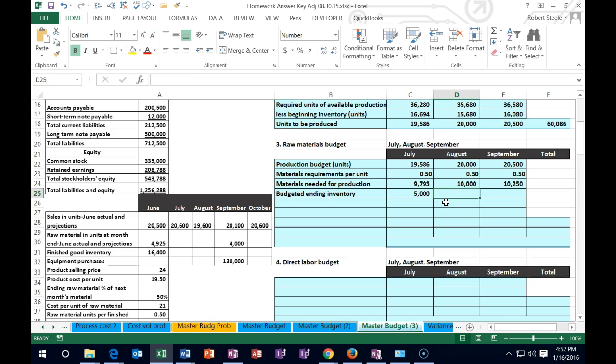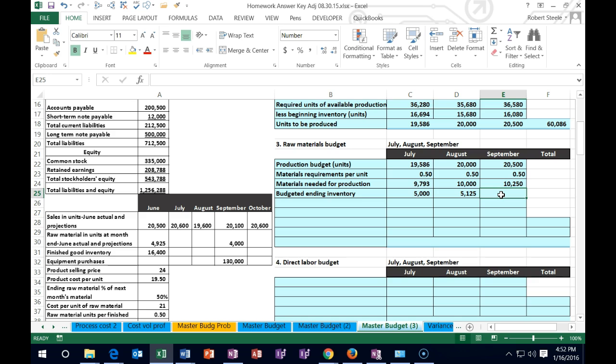In August, we're going to say, well, that equals the 10,250 units that we need in production in September times 0.5. That's kind of the cushion that we're going to want in August. And then we get to September, and of course the question is, well, we only have the 3 months here. We're only working on this quarter. How am I going to get this number?